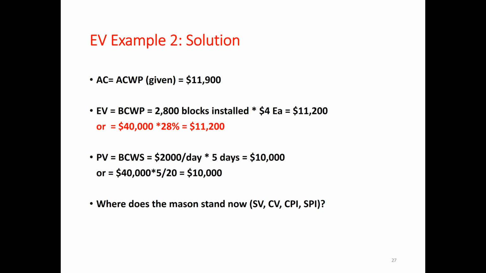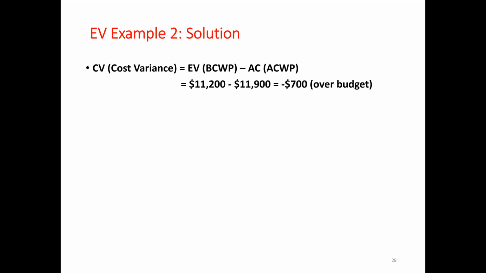We will spend 10,000. So where does the mason stand now? It means we have to calculate now schedule variance, cost variance, cost performance index, and schedule performance index. We are going to calculate CV, cost variance, which is EV minus AC: budgeted cost of work performed minus actual cost of work performed. So when we put in the values, 11,200 minus 11,900, it's minus 700.